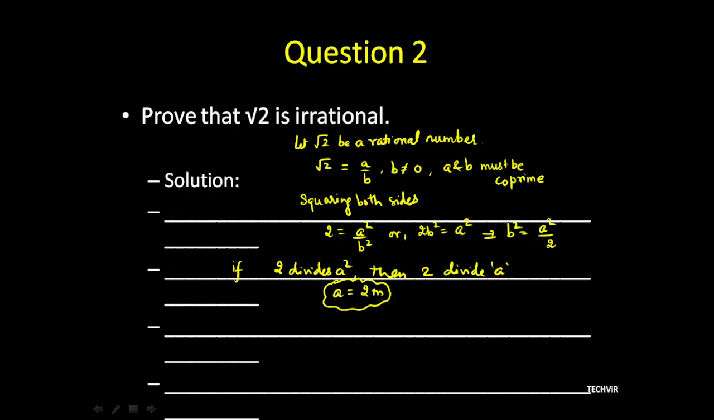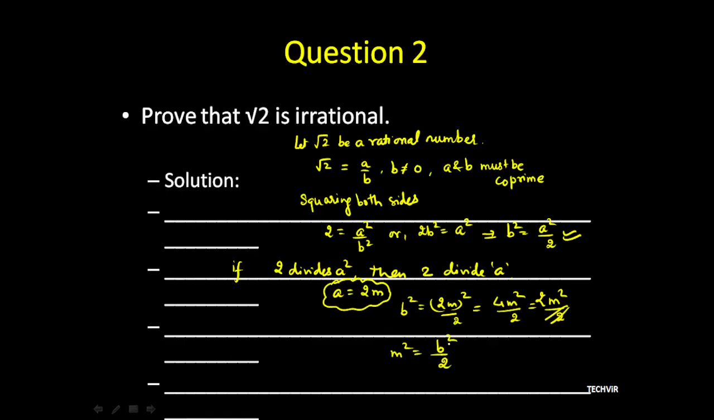Now replace this a equal to 2m in this particular expression. So we can write b square is equal to 2m square by 2, or 4m square by 2. Sorry, this is 2m square. So what we can write is m square is equal to b square divided by 2.